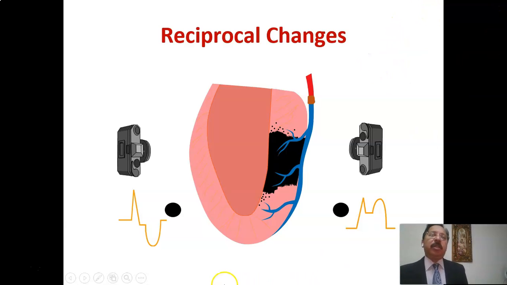Now, another important concept in myocardial infarction identification is the reciprocal changes. So just take this infarcted area, and put a camera in front of it. In front of this infarcted area, you will get the ST segment elevation, and at the back of this area, you will get the ST segment depression. So just opposite. That will be your reciprocal change.